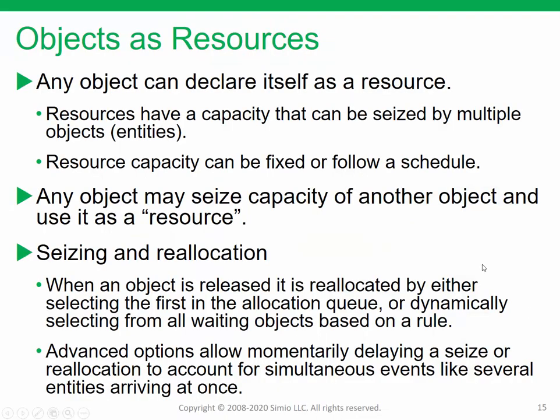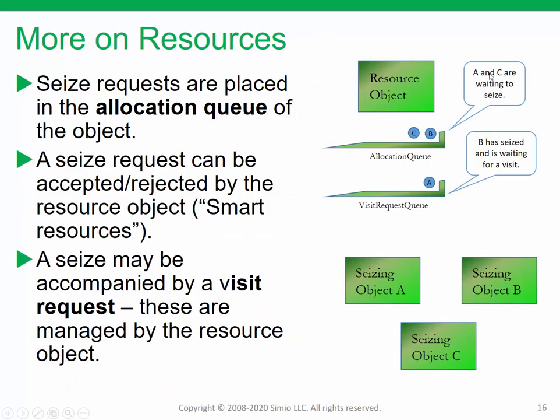A general reallocation rule basically says take the first one, first come, first serve. And so whoever got there first gets the unit of capacity, but that can be explicitly controlled and changed by the user. Advanced options also allow you to momentarily delay that so that you can account for events that happen simultaneously. And we'll see examples of that a little bit later on in the training.